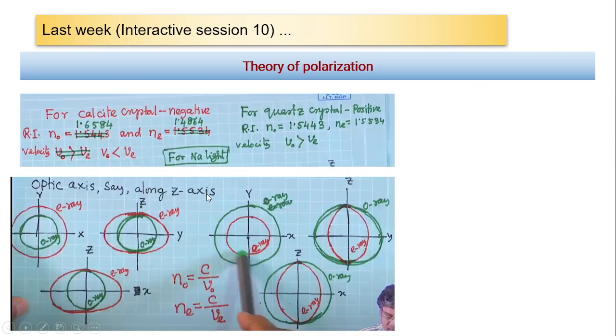And then we had discussed a little bit in detail the E ray and O ray: along the optic axis, the speed of the E ray and O ray is the same because the refractive index is the same, whereas in other directions there is a difference in speed for the O ray and E ray.